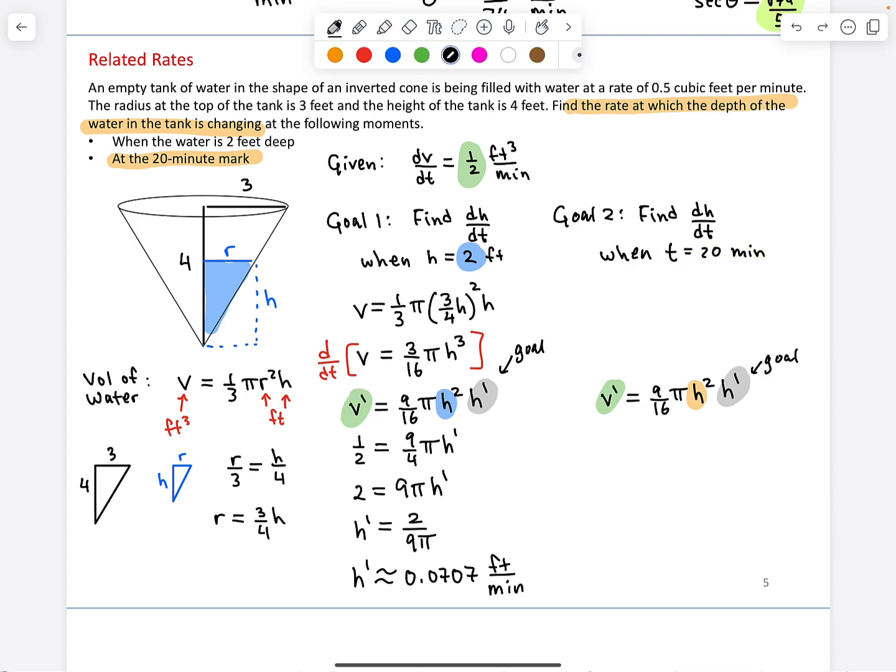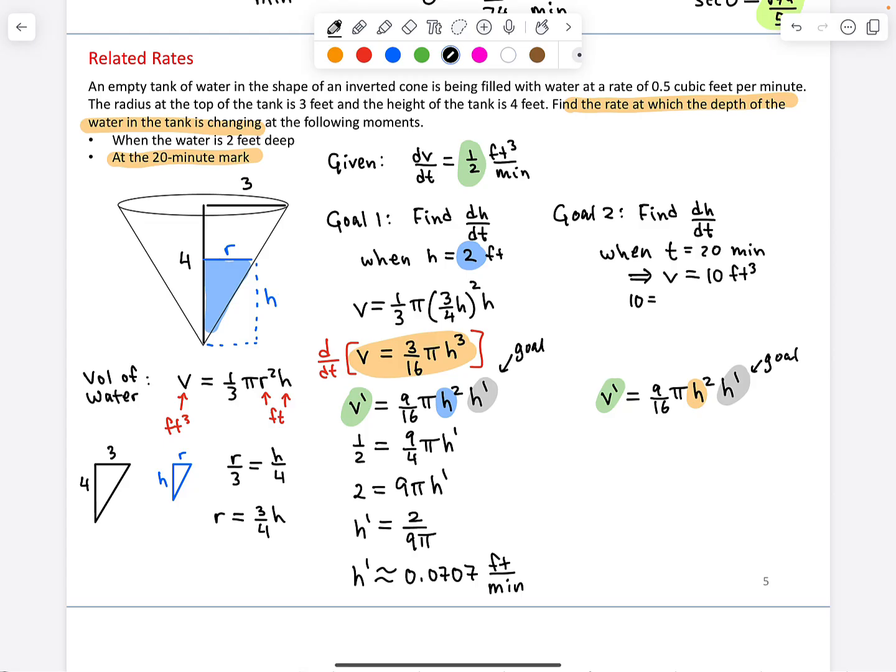Well, when t is 20, keep in mind that the tank started empty and we're gaining 0.5 cubic feet per minute. So 20 minutes later, our volume will be 10 cubic feet. Well, what's the H at this time? Well, I can use this relationship right here, substitute V in for 10, and solve for H. So we know that 10 will be equal to 3/16 of pi H cubed. We'll multiply by 16, divide by 3 pi, and then take the cube root. H will be the cube root of 160 over 3 pi, measured in feet.